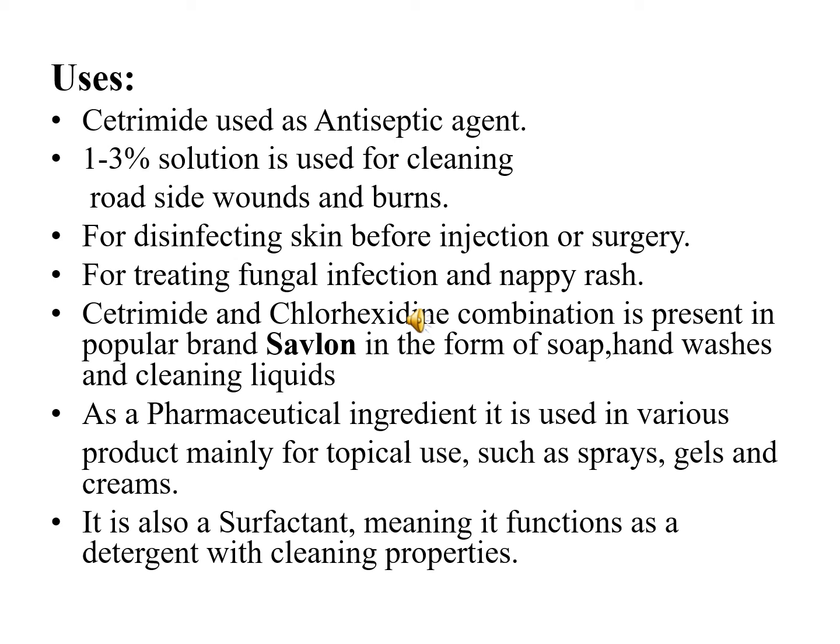Cetrimide with chlorhexidine, another compound, both in combination are used in the preparation of Savlon hand wash and Savlon soap, as we hear in our day-to-day life. Popular brand Savlon mainly contains cetrimide and chlorhexidine. These Savlon products are used as cleaning agents, and as a pharmaceutical ingredient in various products, mainly for topical use, such as sprays, gels and creams. Cetrimide also has cleaning properties, so it can be used as a surfactant, and in detergents as well.